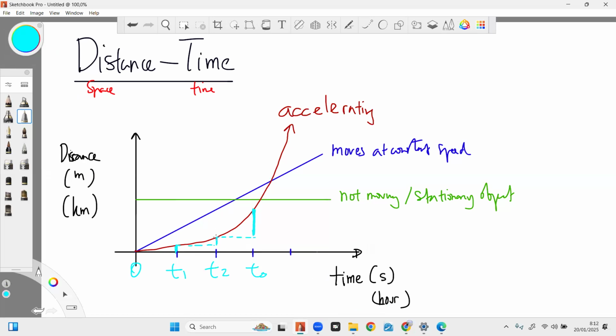It is increasing with time. T3 to T4, way more increase. See? So as you can see here, distance 4, distance 3, distance 2, distance 1 are increasing with time. So we can say it is an acceleration. Okay.